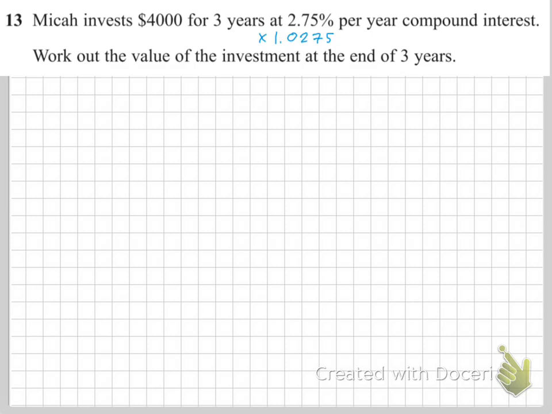So 1.0275. And then you literally just do 4,000 times that number, raise that number to the power 3 as you times it. Obviously don't raise the 4,000 to the power 3 as well. That would give you a staggeringly large and unrealistic number. It's just the multiplier we're raising to the power 3. Stick that in the calculator and we get a reasonable answer. Make sure you round again to the nearest penny to get the 4 marks.